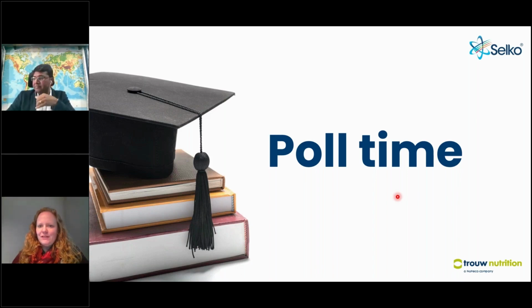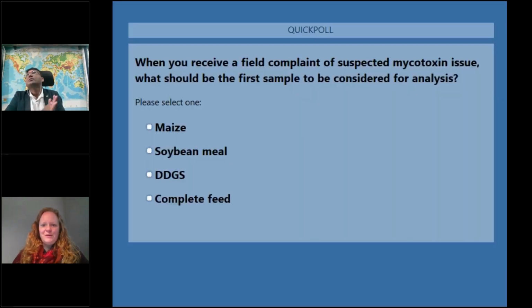Let me first launch the second poll. Here we go, and let me read it out for you, Swamy, so you know which question. This one is, when you receive a field complaint of suspected mycotoxin issues, what should be the first sample to be considered for analysis? And then people can select one answer, which is maize, soybean meal, DDGS, or complete feed. And I see a lot of people jumped on this poll because they are voting. Really good to see.